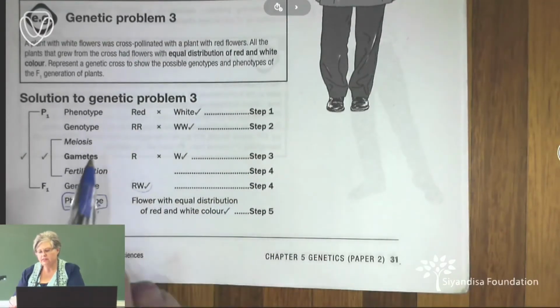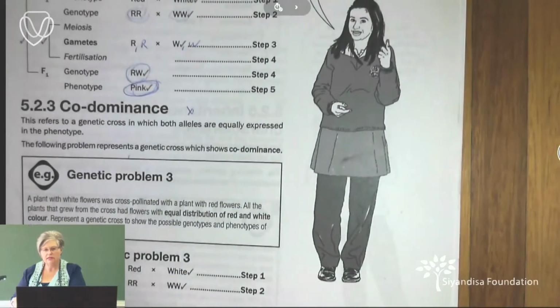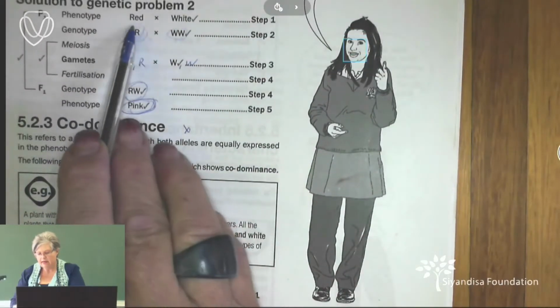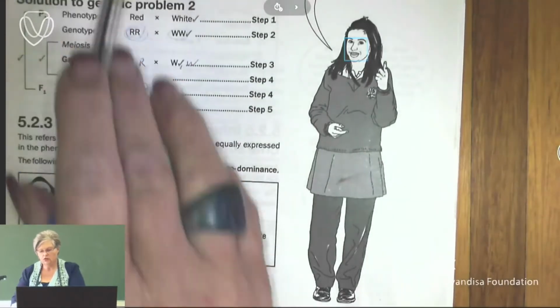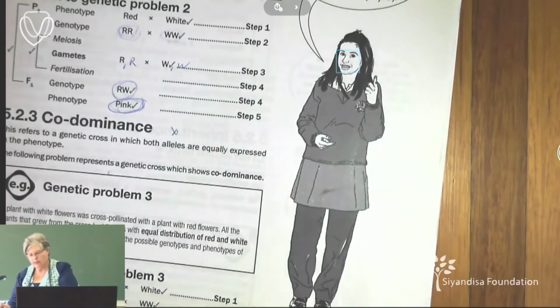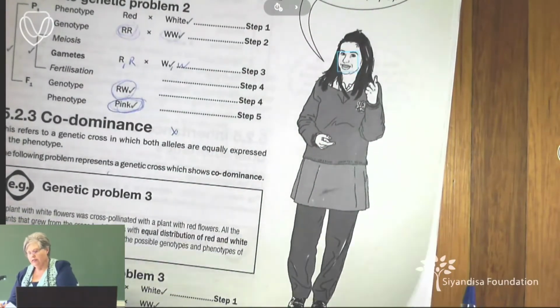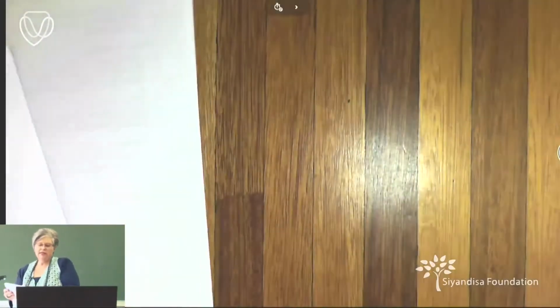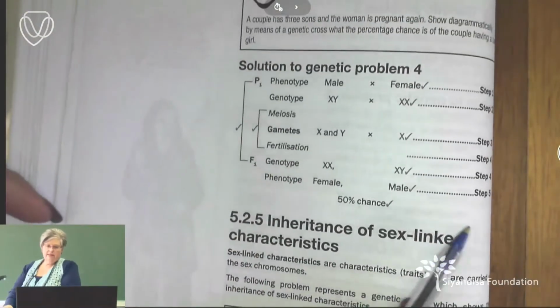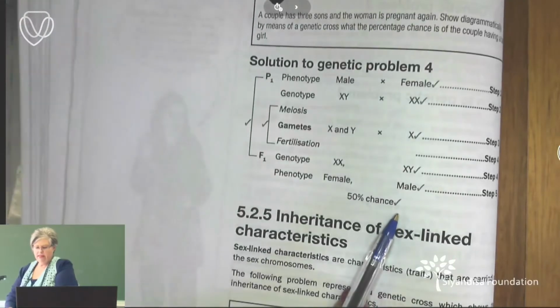And you as grade 12 learners must really understand that we use two different symbols in incomplete and codominance. Okay. The next one that we must do, according to this exam guideline, is the inheritance of sex.